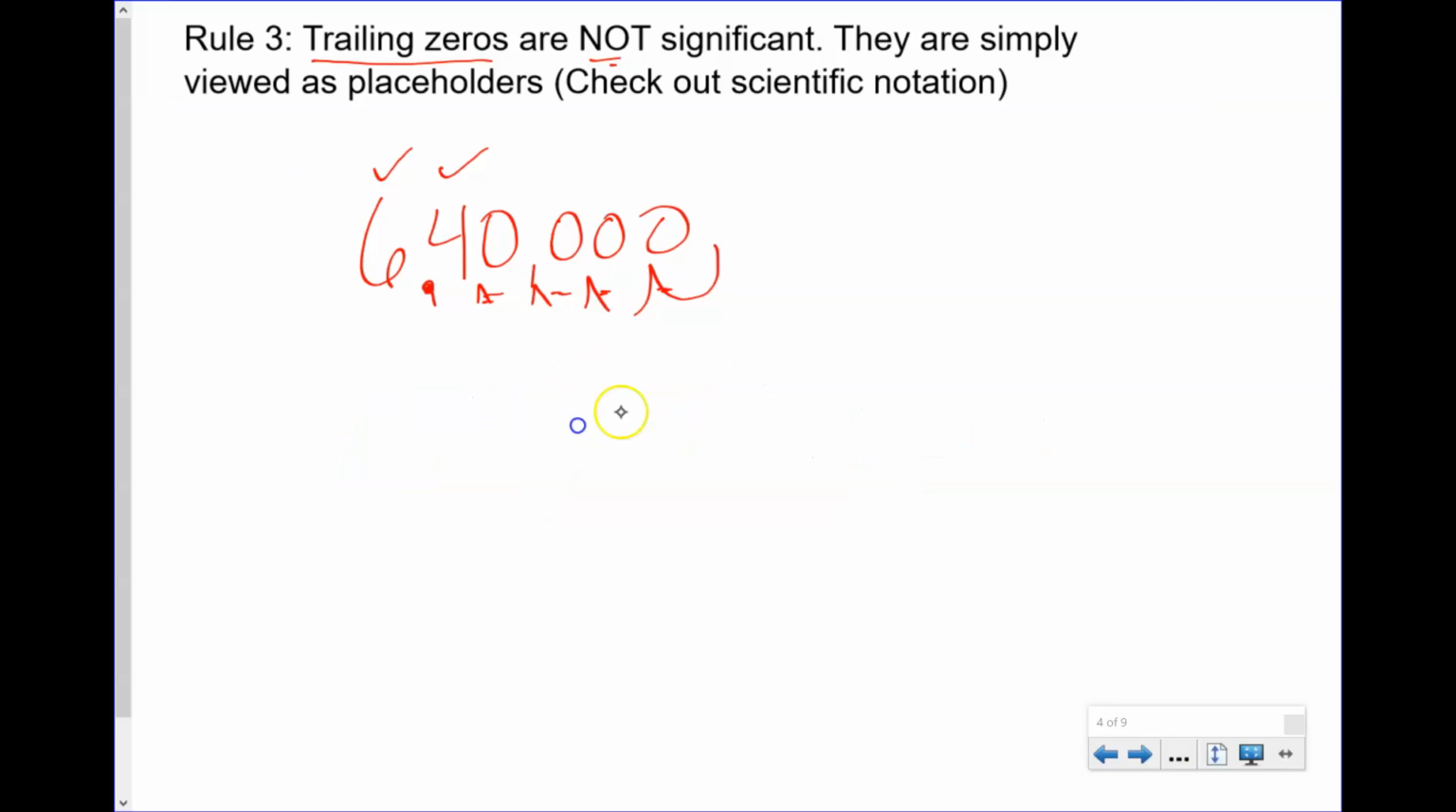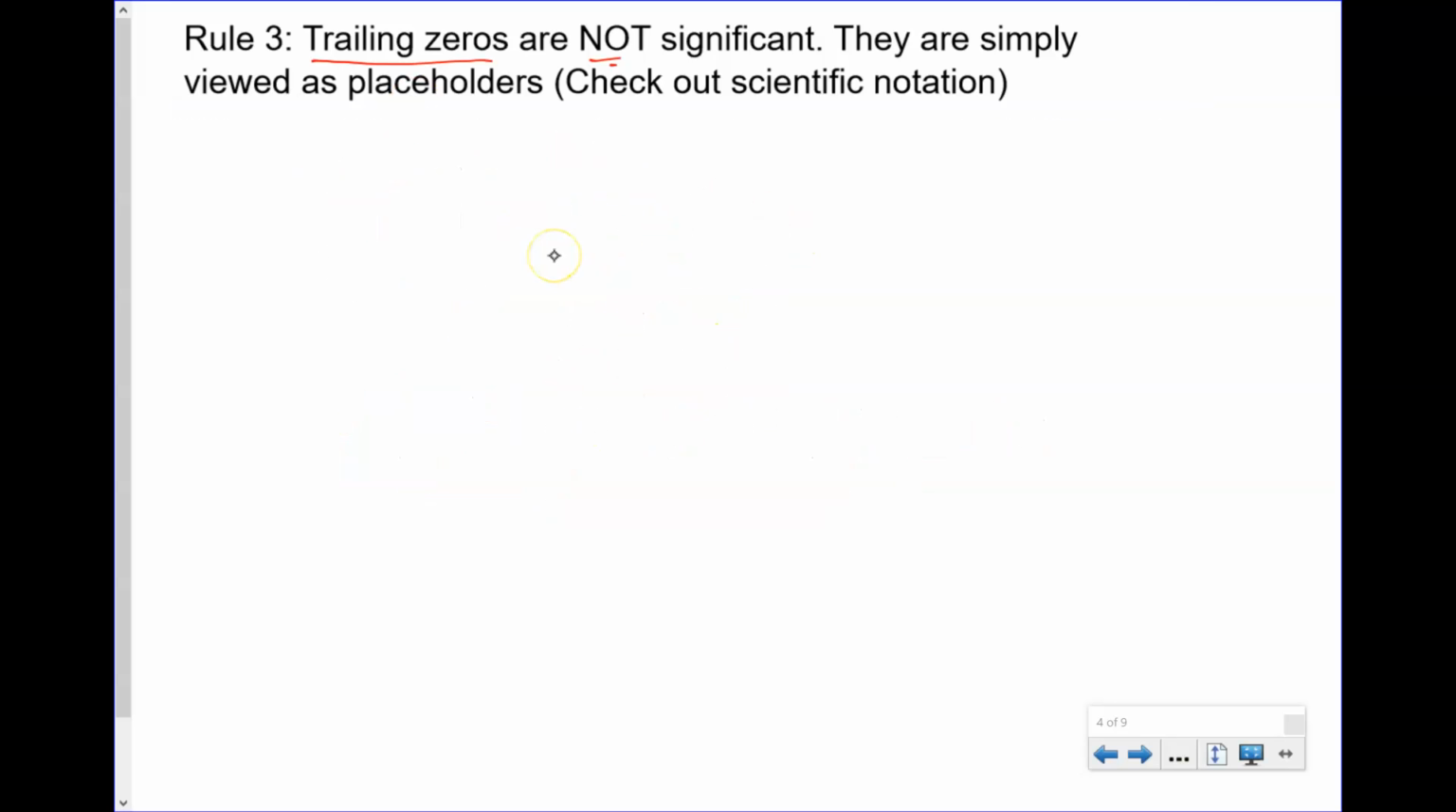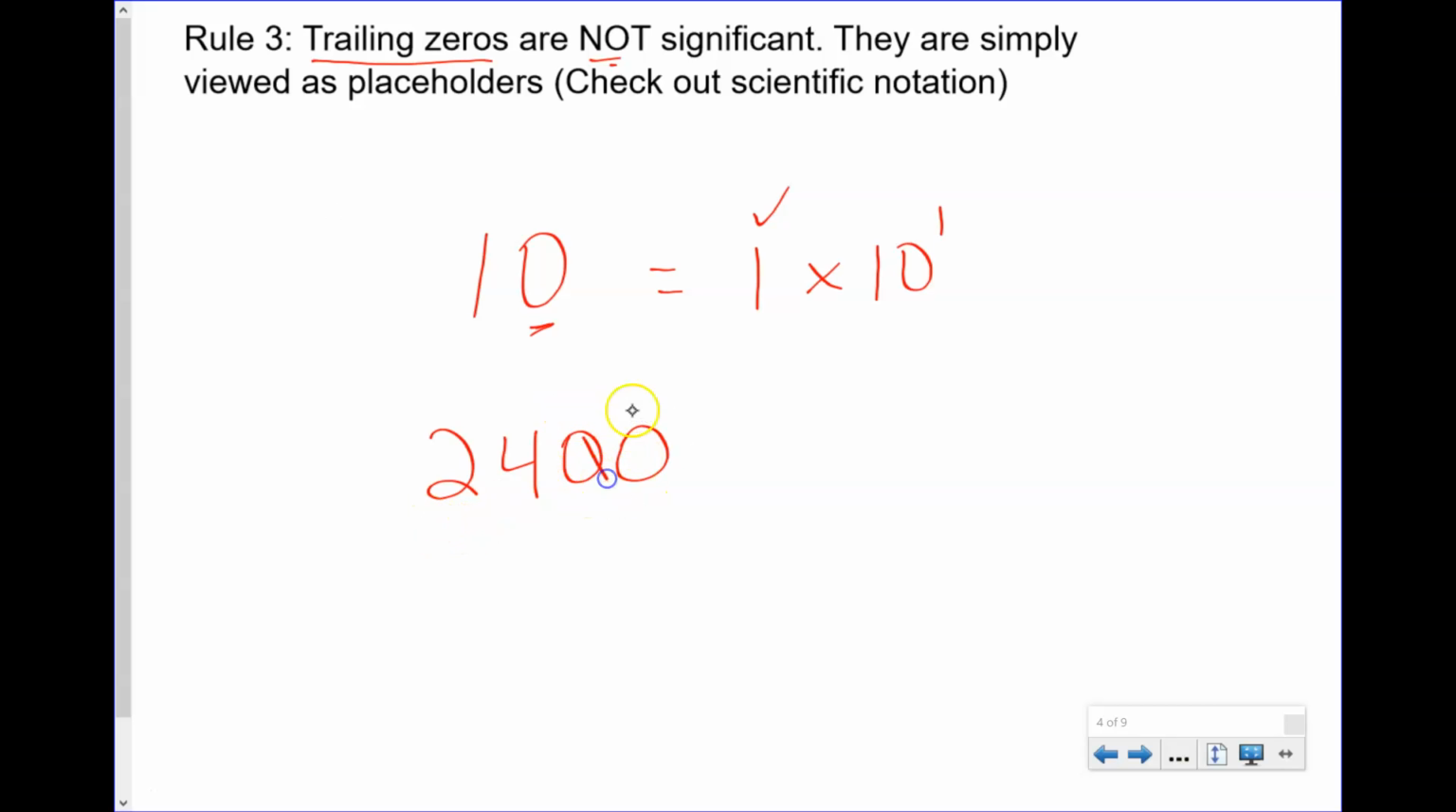Okay, so let's look at a few more of these trailing zeros. If I have the number 10, oh, there's a trailing 0. That's a 0 that's at the end of a number, and it's just considered a placeholder. That doesn't mean that it doesn't have value, but we just don't consider it significant in terms of measurement, because I technically could write that as 1 times 10 to the 1, and there is one significant figure right there. So 2400. These zeros are not significant, so I would say that there's 2 sig figs there.